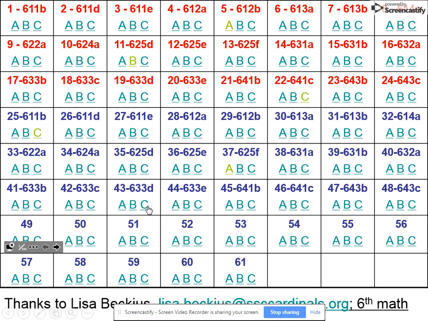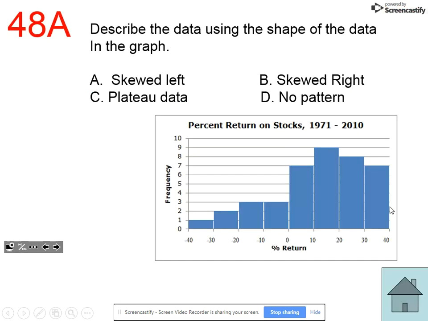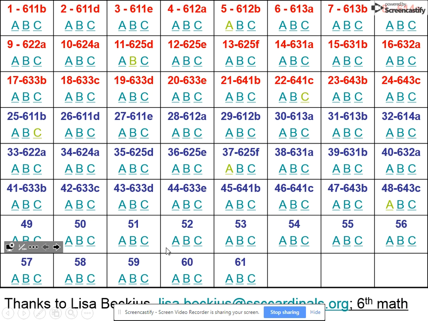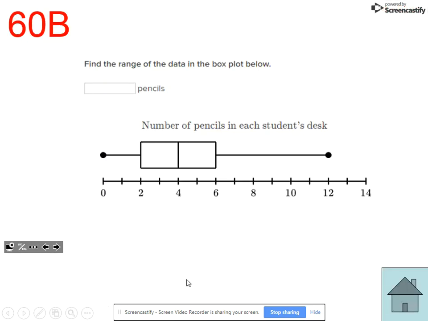Okay, next, number 48A. 48A says describe the data using the shape of the data in the graph. Is this data skewed left, skewed right, plateau data, or no pattern? Go ahead and pause the video now. And last is 60B. Find the range of the data in the box plot below. Go ahead and pause the video now.